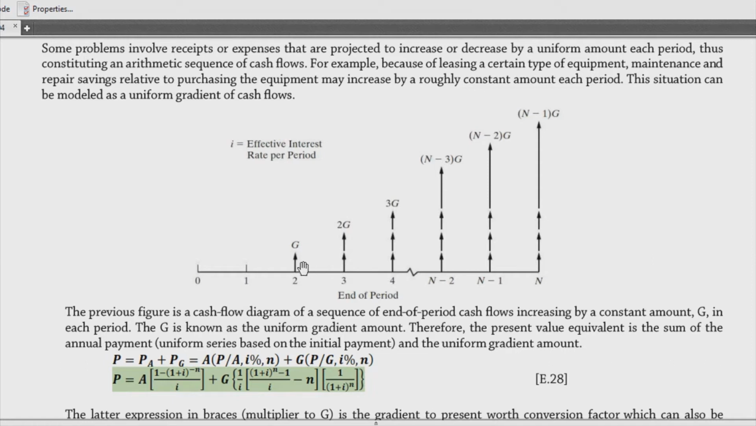So, diba dito sa una is G lang. So, syempre, sa pangalawa, 2G. So, kung magbabayad ka lang ng certain value na G, so, ito lang yun, yung G mo na lahat, diba?